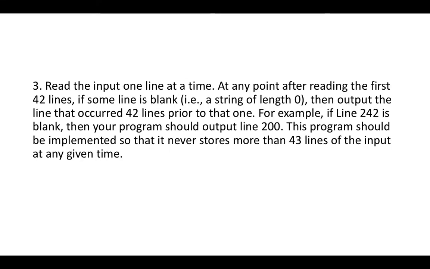So let's see the third exercise. We have to read the input one line at a time. Again, the input is a text file. At any point after reading the first 24 lines, if some line is blank, meaning a string of length 0, then output the line that occurred 42 lines before this one. So, for example, if line 242 is blank, then your program should output line 200. This program should be implemented so that it never stores more than 43 lines of the input at any given time.